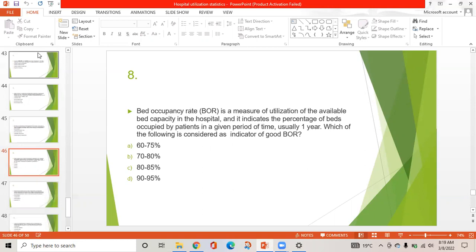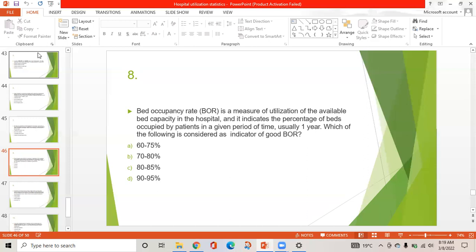Eighth MCQ: bed occupancy rate is a measure of utilization of the available bed capacity in the hospital and it indicates the percentage of beds occupied by patients in a given period of time, usually 1 year. Which of the following is considered as an indicator of good bed occupancy rate? Option A is 60 to 75%, option B 70 to 80%, option C 80 to 85%, and option D 90 to 95%.